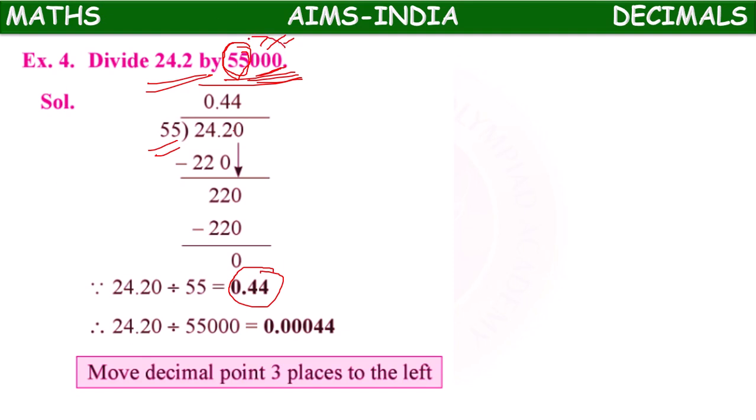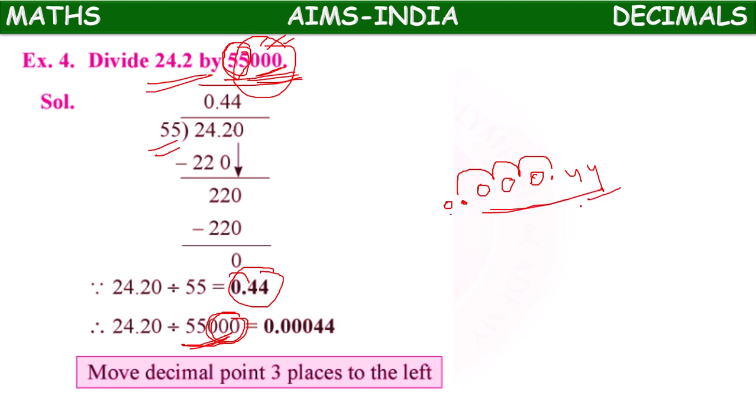But actually we have to divide with 55,000. 3 more zeros are there on the extreme right. So the point will move 3 places towards the left. Already 1 zero is there. If it moves 3 places, 1, 2, 3, here 1 zero, here 1 zero, here point. Before that, one more 0. So 0.00044. That will be the answer.